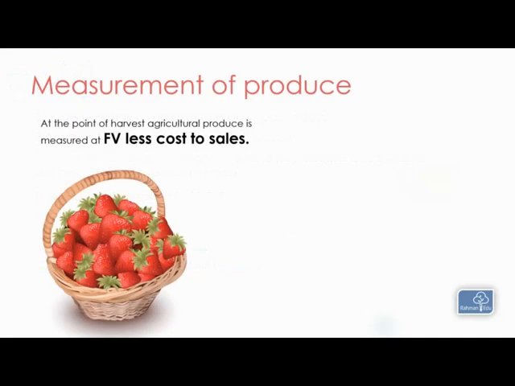So we have talked about agricultural produce a lot. Now let's check how to measure agricultural produce. Well, at the point of harvest, agricultural produce is measured at fair value less cost to sell. And any gain or loss on initial recognition is presented in profit or loss, like a biological asset. Remember, fair value less cost to sell.